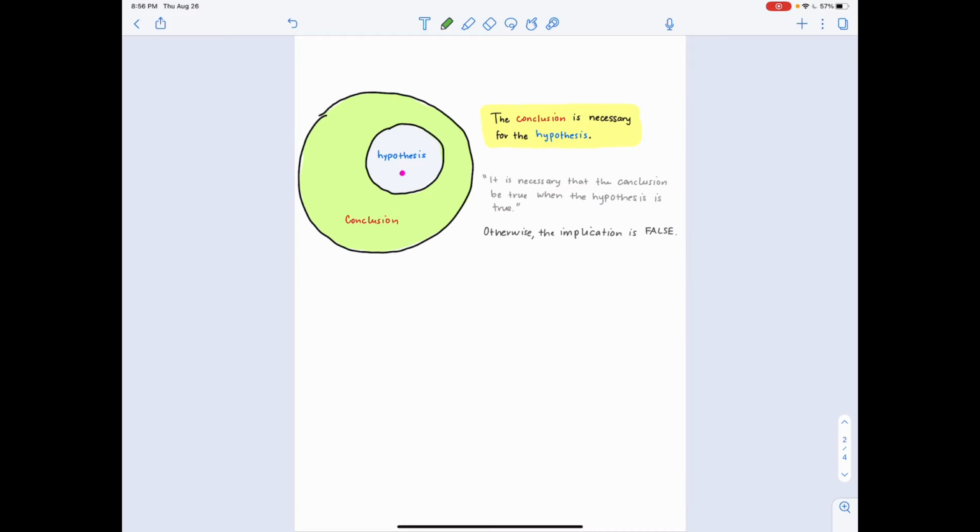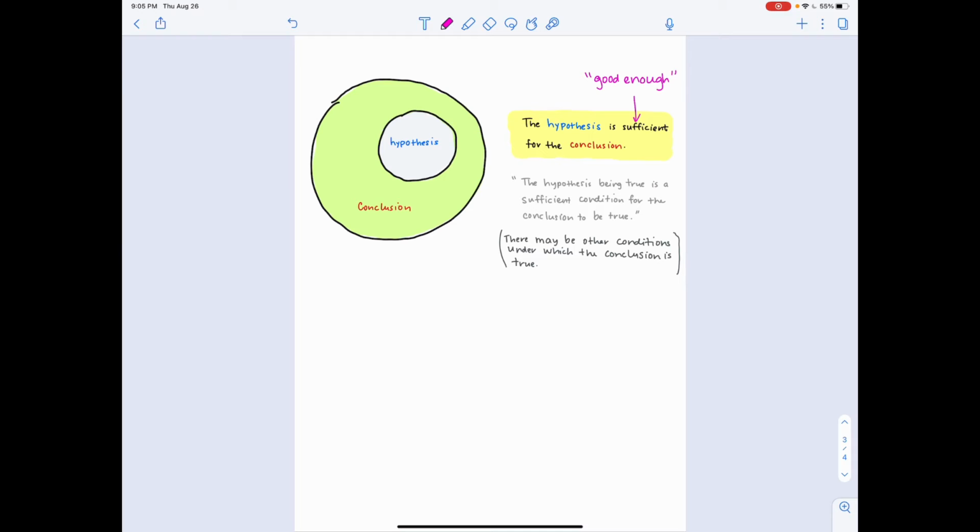Now, we were just saying that we can represent the statement, the hypothesis is true, for example, by placing a point inside our hypothesis circle. Notice that when you place a point inside the hypothesis circle, because that circle lies entirely inside the conclusion circle, it must be that that point also lies inside the conclusion. So in that way, it is necessary that the point that we've drawn is inside the conclusion circle when the point is inside the hypothesis circle, simply because of the subset relationship that we have in our picture.